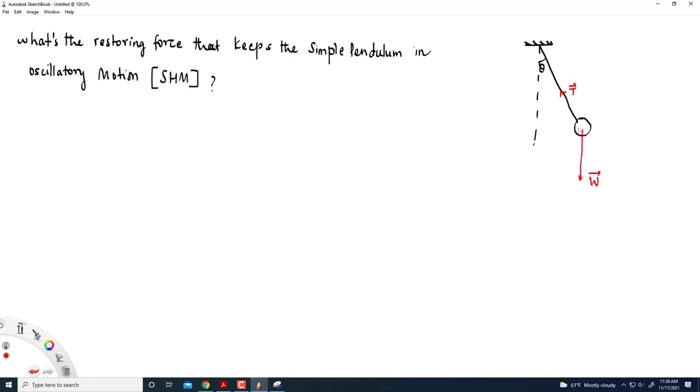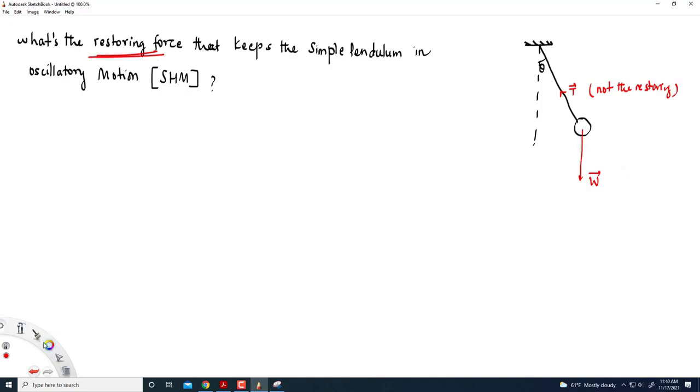Now, we are trying to find the restoring force. When it's moving this way, there is a restoring force in the opposite direction. So we want to find this restoring force. What's that restoring force? It's not tension, because tension is pointing that way. So that's not the restoring force. Okay, our purpose here is to find the restoring force.